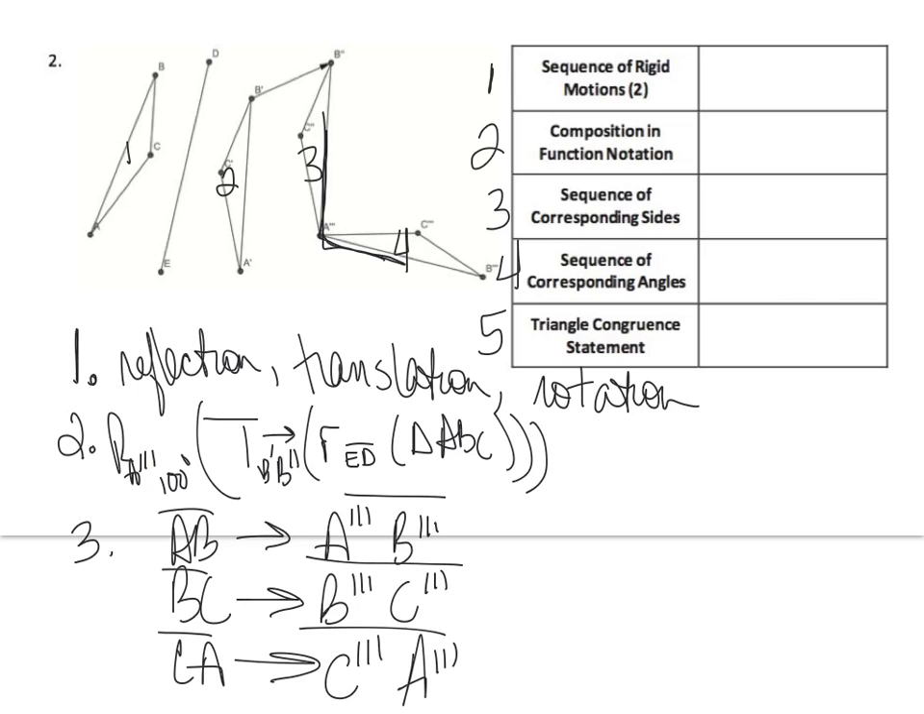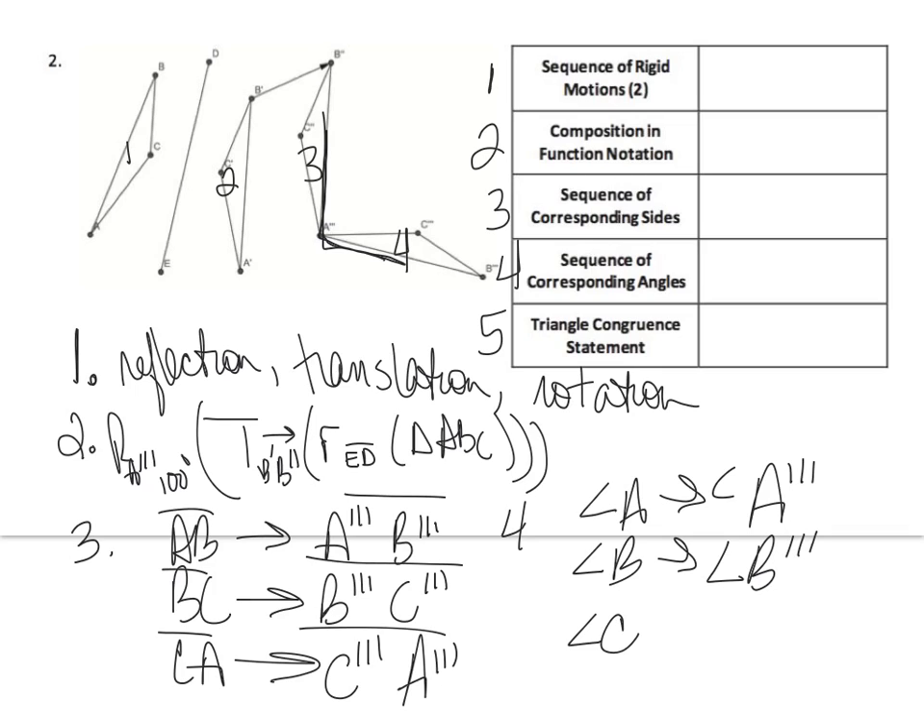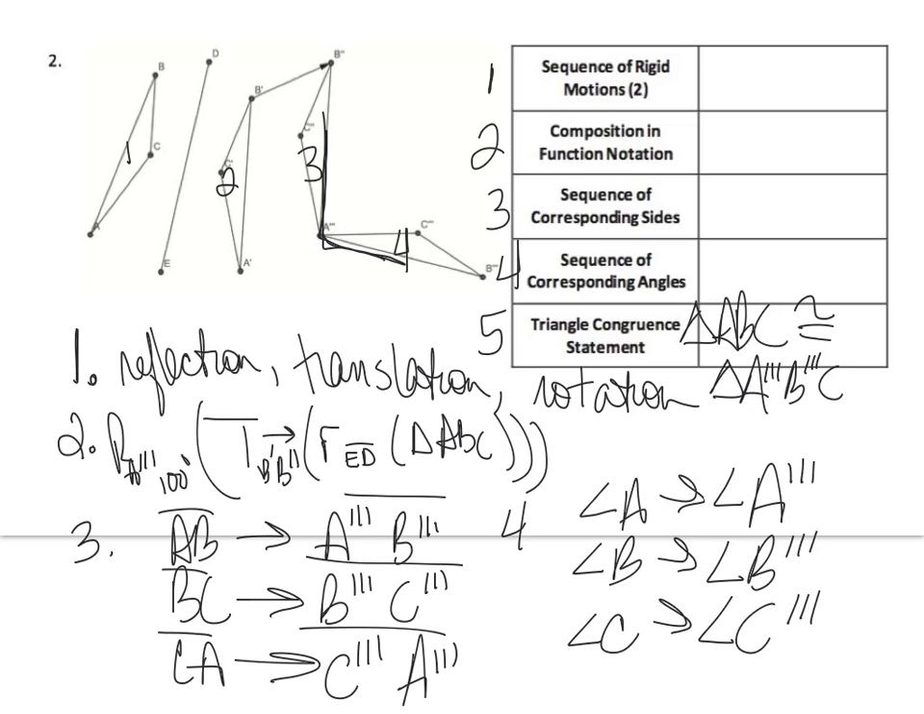Okay, our sequence of corresponding angles. I think I can fit this one on here. Angle A, angle B, and angle C goes to angle A triple prime, angle B triple prime, and angle C triple prime. Let's fix that. It's definitely an angle symbol. And then number 5, the triangle congruence statement. Triangle ABC is congruent to triangle A triple prime, B triple prime, C triple prime.